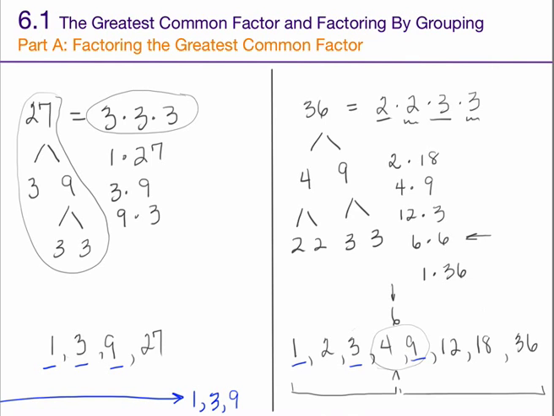So what's the greatest common factor? Well, that's just the biggest one. The greatest common factor of 27 and 36 is 9. 9 goes into both of these numbers, and it's the biggest number that does. So it's the greatest common factor.